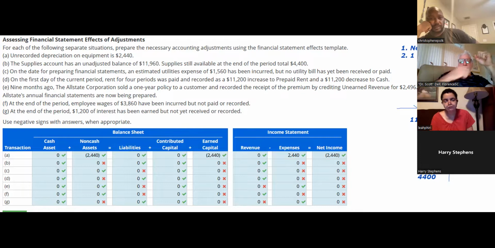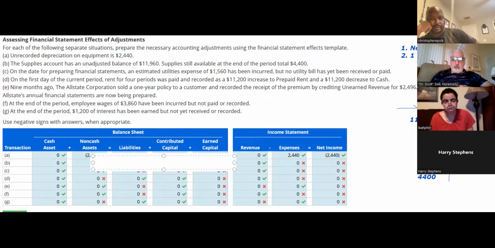I know what I started with, I know what I ended with. Someone went in the supplies closet and said, let me count what's on the shelf. I've got 4,400 of stuff on there. How much did I have? 11,960. I must have used up the difference, 7,560, in between. So where do I put the 7,560? Is it a negative or a positive non-cash asset? That'd be a negative, we used it up. So let's go ahead and put that in.